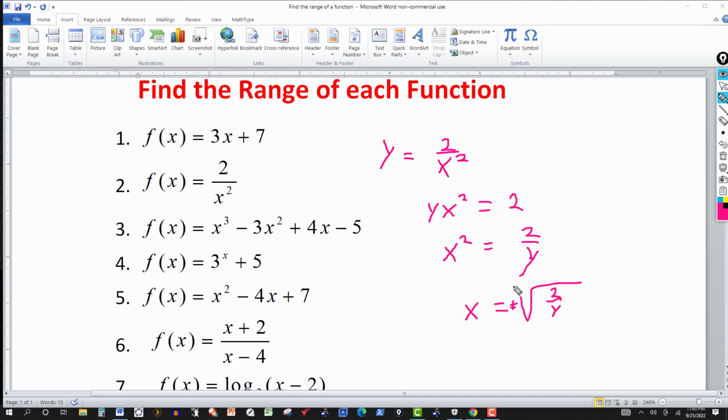And ordinarily, if I didn't have that radical there, and it was just x equal to 2 over y, I could just say, okay, I have y in the denominator, y cannot be 0. And that would be the range. But because I'm under a radical here, y cannot be negative either, because then we're dealing with imaginary numbers. So in this one here, we simply say that the range is going to be the set of all y. Y cannot be 0, but at the same time, it has to be positive. So if I put greater than 0 here, that will take care of that.